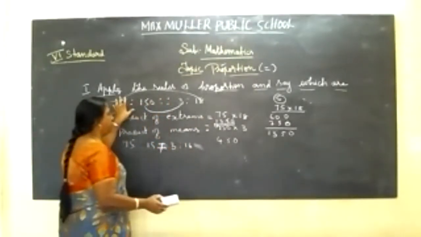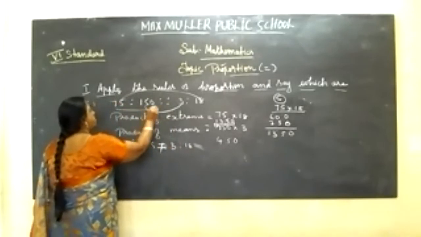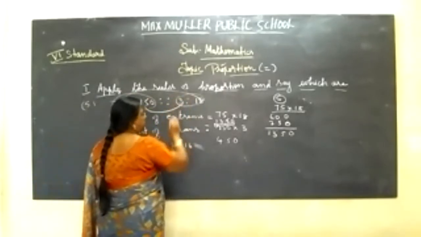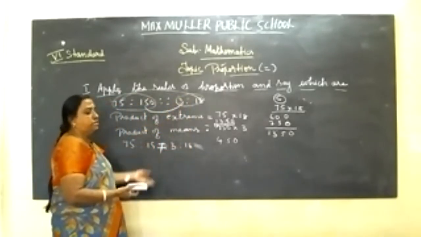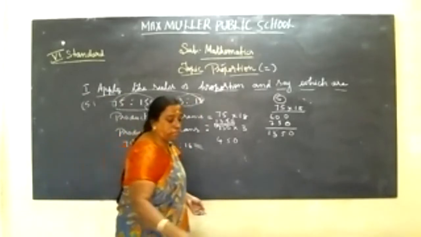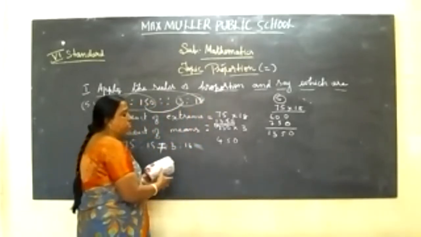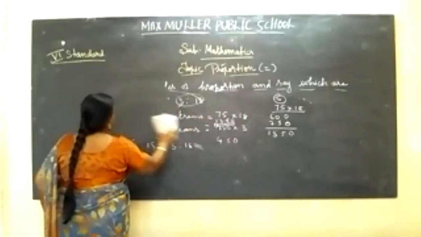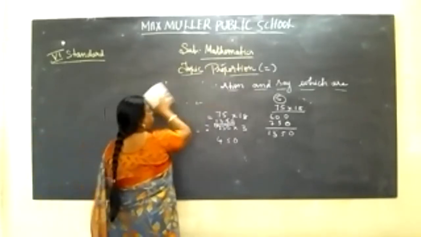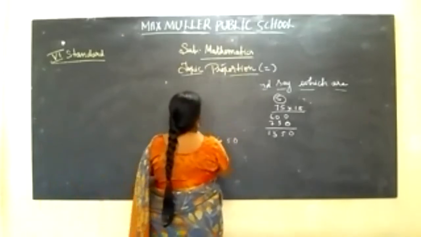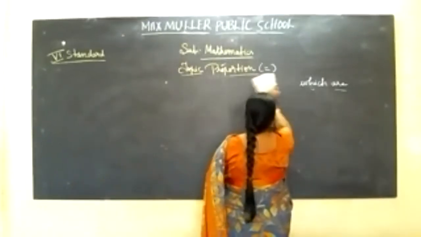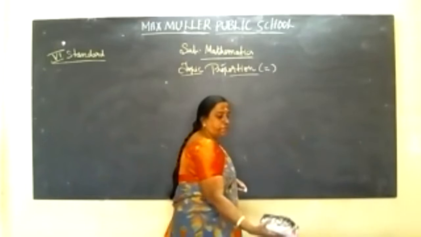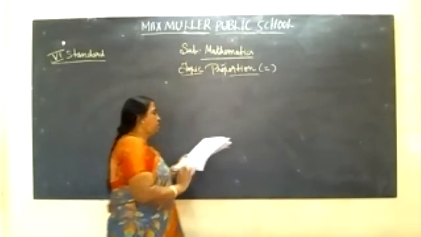Here they are given ratios. We compare the first ratio and the second ratio, and then we say whether it is a proportion or not. In the second one, they are given just terms.